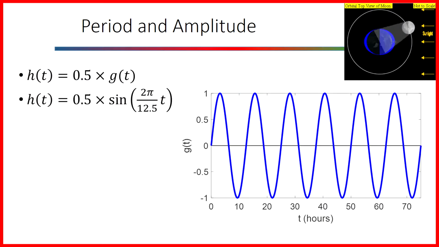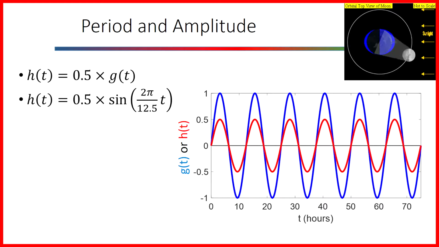So let's try defining a new function. We'll make h of t equal to 0.5 times g of t, which then means that h of t equals 0.5 times sine of 2 pi divided by 12.5 times t. Now if we graph h of t, we see that it doesn't get as high as g of t. It has a smaller amplitude like we wanted, and we've now got a graph of semi-diurnal tides.